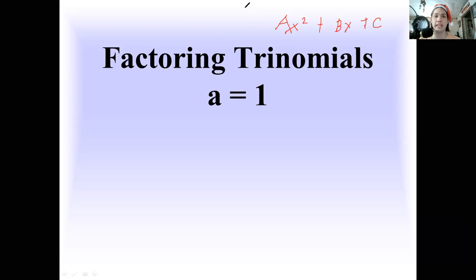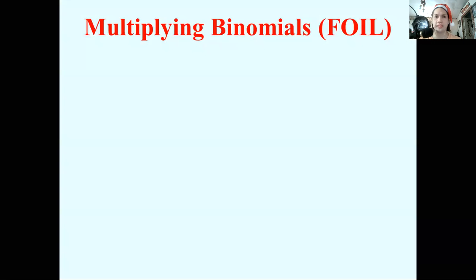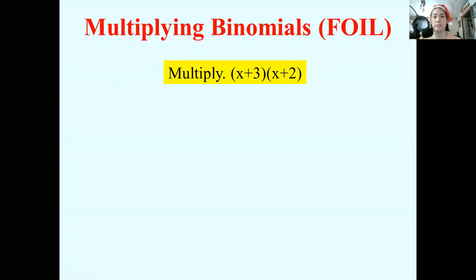Now, trying to relate it to factoring class, how do we factor trinomials or quadratic trinomials where your a is equal to 1? So how do we do that? Let's first have a recap about multiplying a binomial by a binomial using the FOIL method.